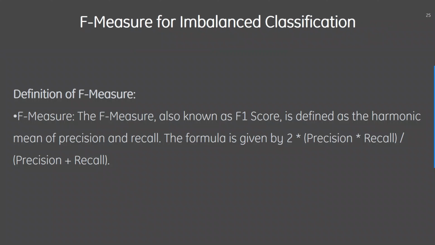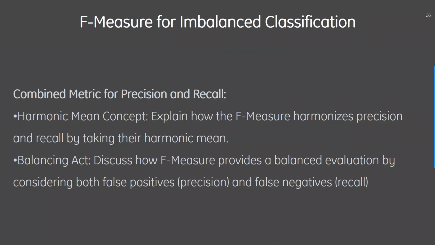Then we have the F-measure for imbalanced classification, defining the F-measure. The F-measure, also known as the F1 score, is defined as the harmonic mean of precision and recall. The formula is given by 2 times precision times recall divided by precision plus recall. It is a combined metric for precision and recall. The harmonic mean concept explains how the F-measure harmonizes precision and recall by taking their harmonic mean. Then we have the balancing act: discuss how the F-measure provides a balanced evaluation by considering both false positives, which relates to precision, and false negatives, which relates to recall.